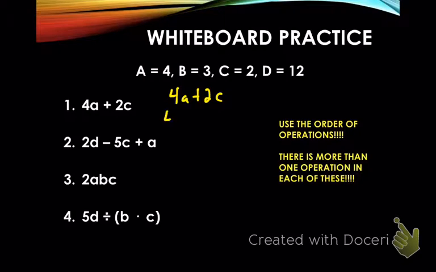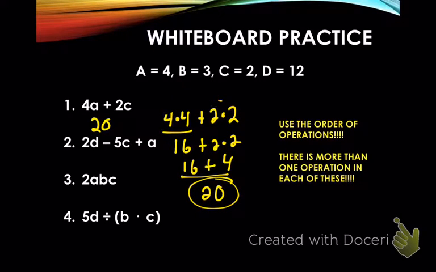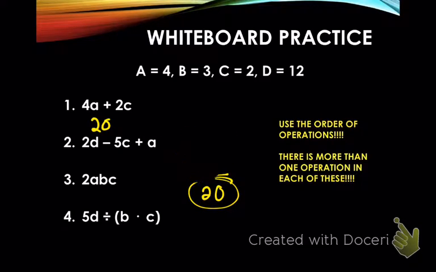A is 4, so we have 4 times 4 plus 2, and c is 2, so 2 times 2. 4 times 4 is 16, plus 2 times 2, which would give us 4. So 16 plus 4, remember, order of operations, you do multiplying before adding. You should have gotten 20. So the first answer is 20, and we're going to go ahead and erase that so I have enough room for the next one. First one should have been 20.